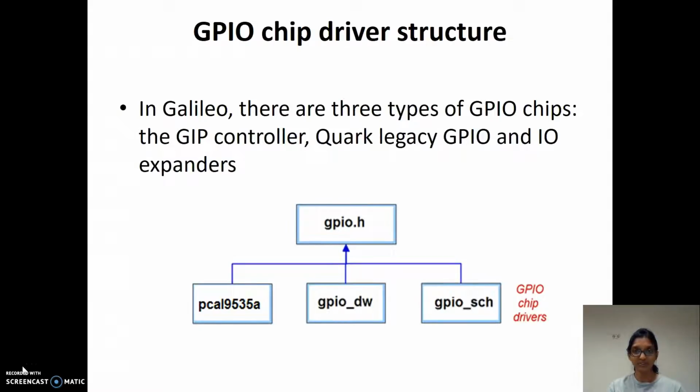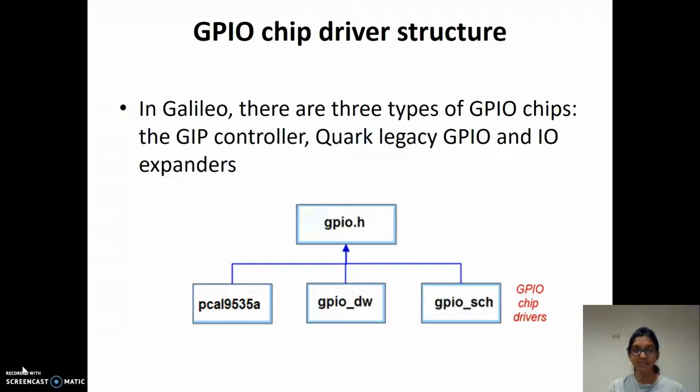The Gpio chip driver structure. In Galileo, there are three types of Gpio chips: the GIP controller, the Quark legacy Gpio, and the I/O expanders. In Zephyr, all of these drivers are accessed through the common framework, which is Gpio.h.